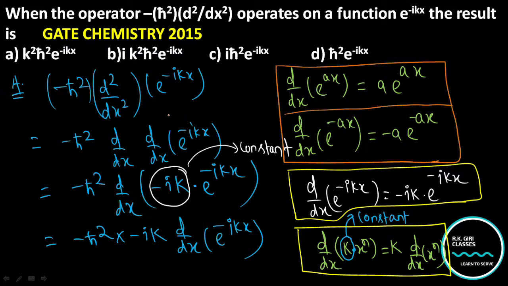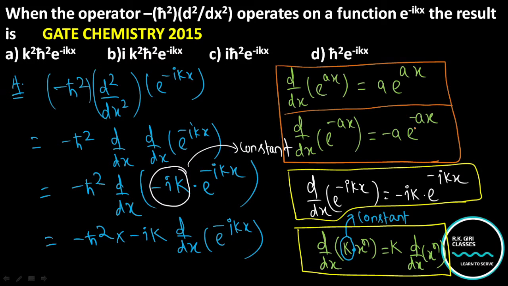Similarly, for e to the power minus ikx, before that you have to keep in mind this is double differentiation. That means you will differentiate e to the power minus ikx with respect to x the first time, and the result will undergo differentiation with respect to x once more. So what was that result? The result was minus ik into e to the power minus ikx. It was like this, minus a e to the power minus ax, right?